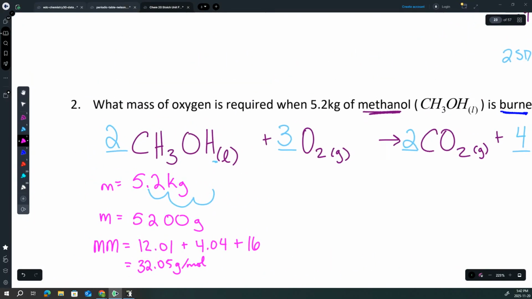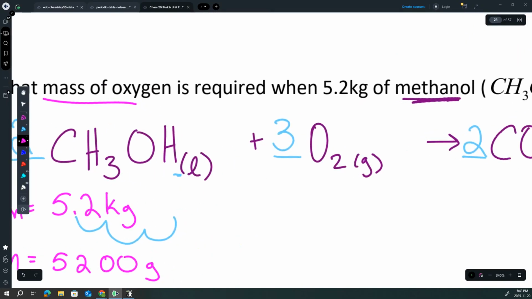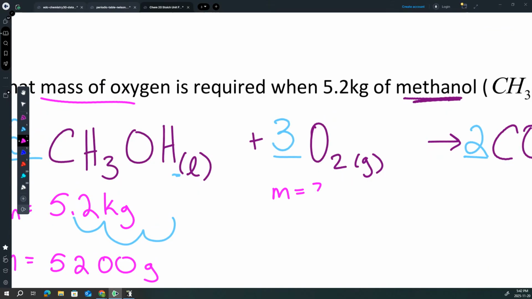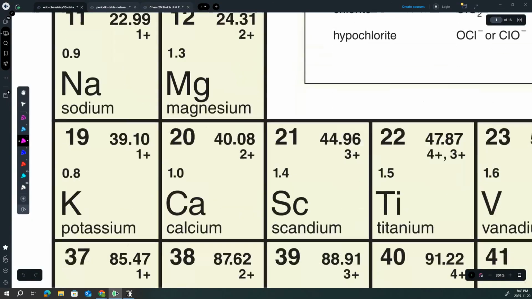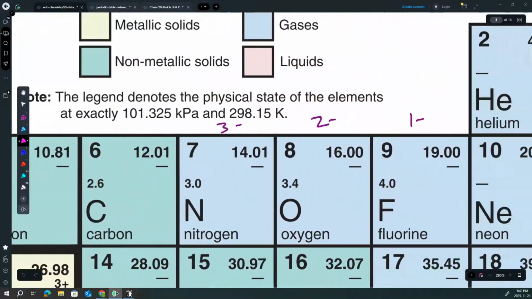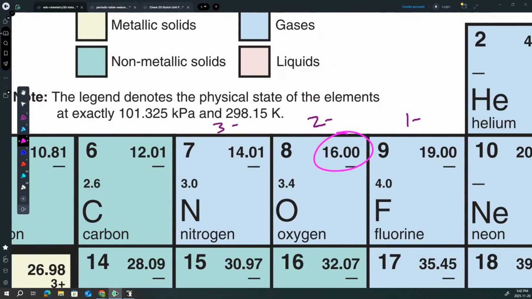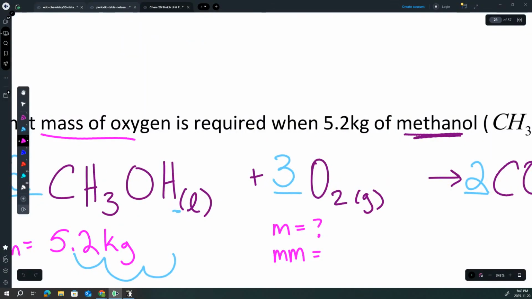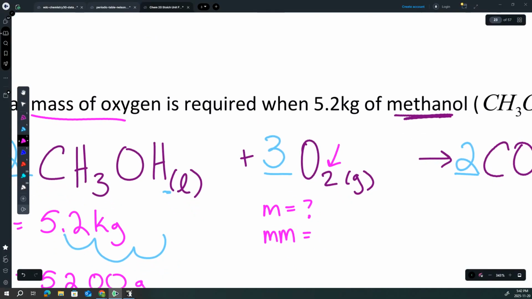And then we're looking for what mass of oxygen. So mass of oxygen, we got no clue. And the molar mass of just 1 atom of oxygen is 16. If you look it up on your periodic table, you can see that it's right here. But we have 2 of them because of that subscript, so 16 times 2 is going to be 32.